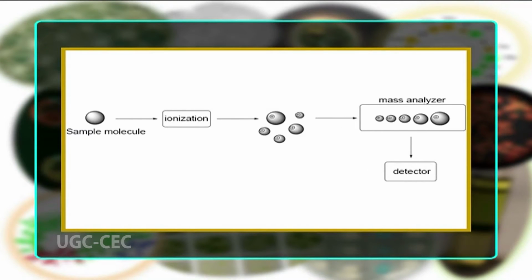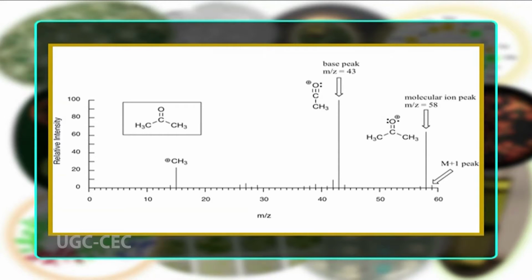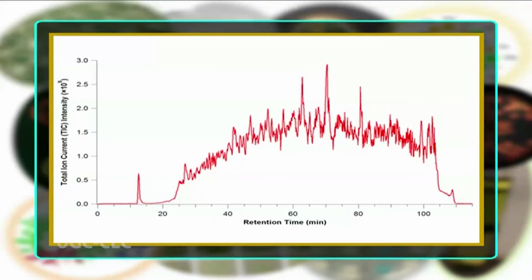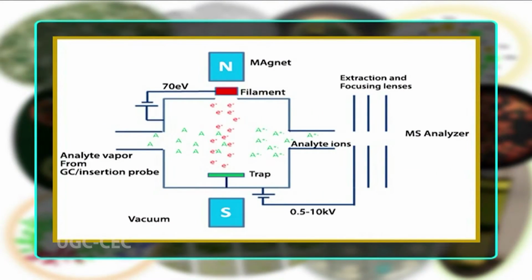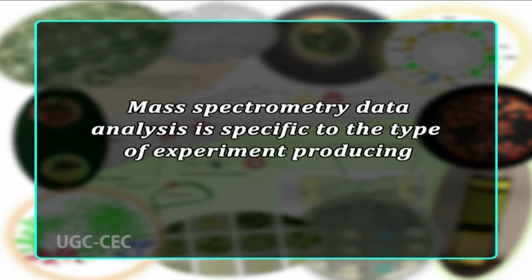Mass spectrometry produces various types of data. The most common data representation is mass spectrum. Certain types of the mass spectrometry data are best represented as a mass chromatogram. Types of the chromatograms include selected ion monitoring, total ion current, and selected reaction monitoring, among many others. Now coming to the data analysis. Mass spectrometry data analysis is specific to the type of experiment producing data. General subdivisions of the data are fundamental to understanding any data.